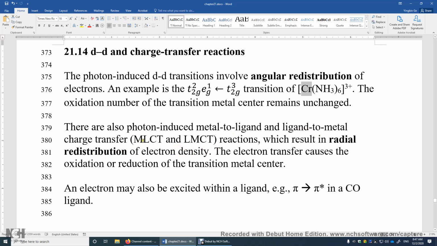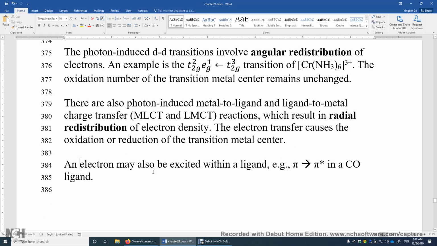MLCT, electron transfer, will cause the oxidation of the transition metal center because the metal loses electrons. The LMCT will cause the reduction of the transition metal center because this metal gains electrons. So in these two cases, you have redox reactions that take place in this transition metal center and also in one of the ligands.